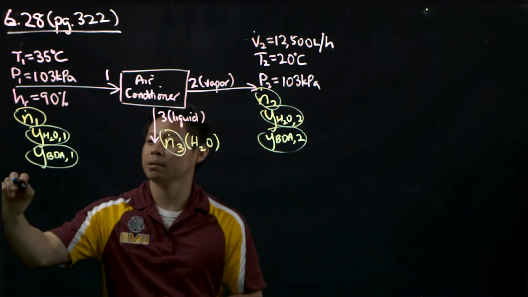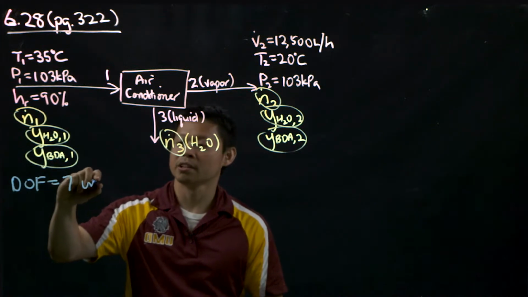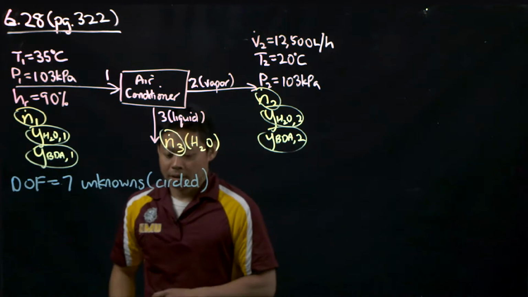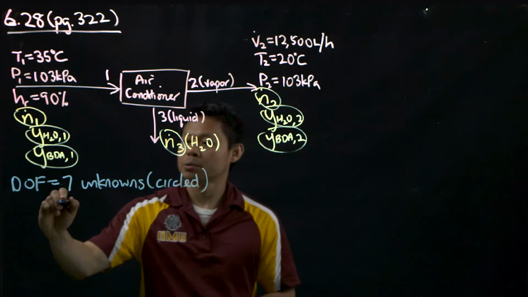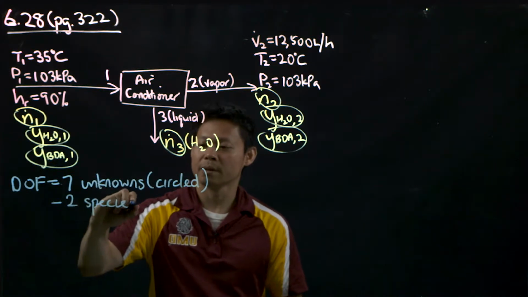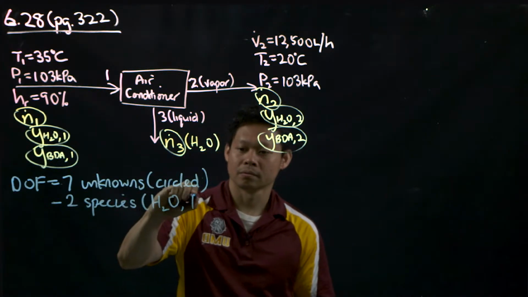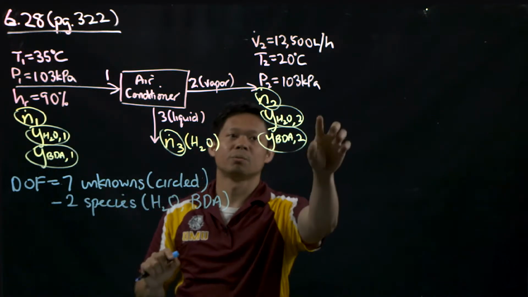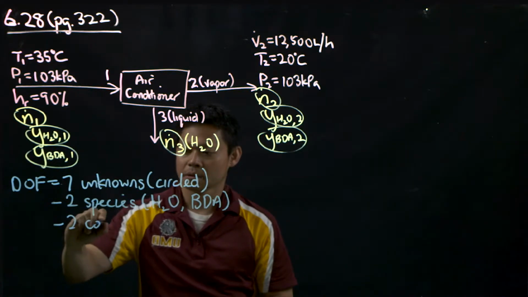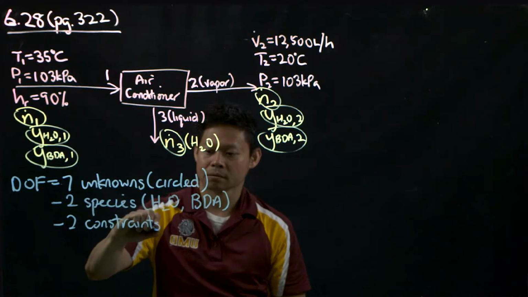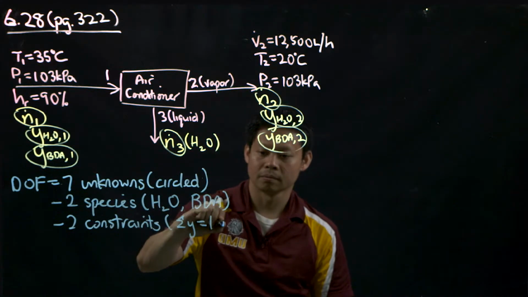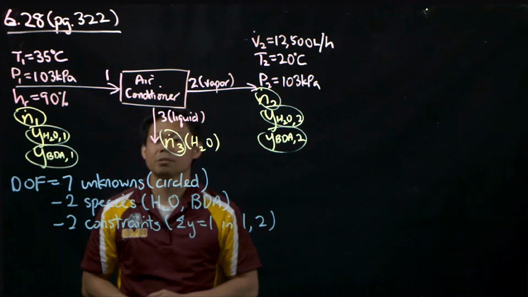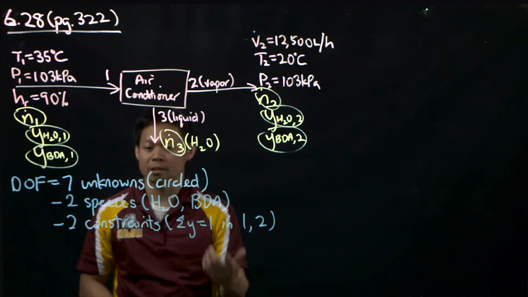So in this case, our DOF is 7 unknowns. So these are circled on the diagram. All right, the next thing we do is count the number of species. We have 2 species, which is our water and bone dry air. We have 2 constraints, so sum of y equals 1 in here, sum of y equals 1 in here. All right, so everything that we have done so far is the same that we have done before, number of species, number of constraints.